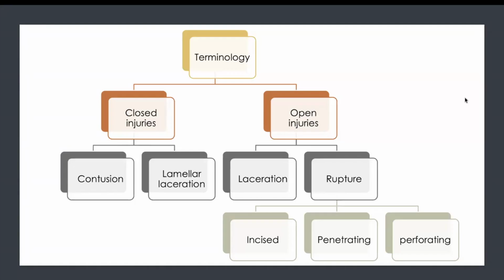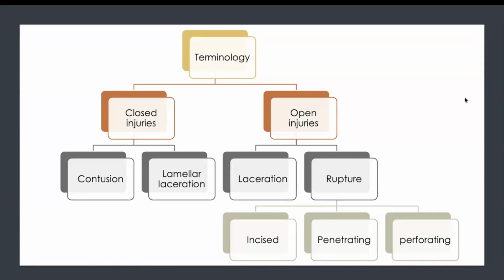And then looking at open injuries, you've either got a full thickness laceration, again, usually by something sharp, or there's a full rupture. And the rupture can either be because something has been incised into the globe, a penetrating injury, or a perforating injury. The way I remember the difference between penetrating and perforating is really silly. But essentially, if you try to add up the T's and make it three, that tells you how many walls have been damaged.